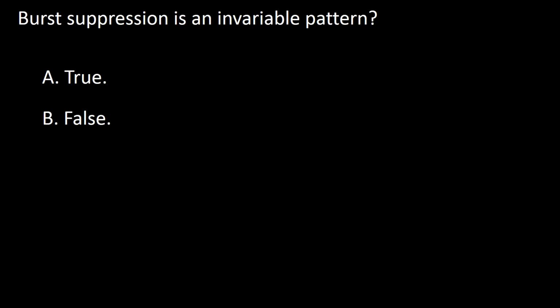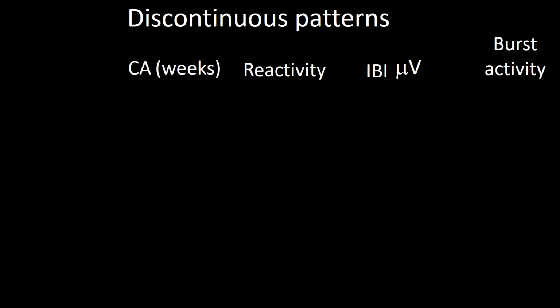Burst suppression is an invariable pattern. A true, B false. During the neonatal period, there are 4 discontinuous patterns that are frequently seen. They differ according to the conceptual age, reactivity, interburst interval amplitude, and burst activity.